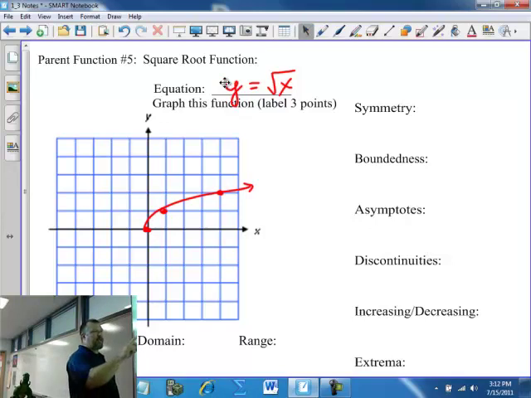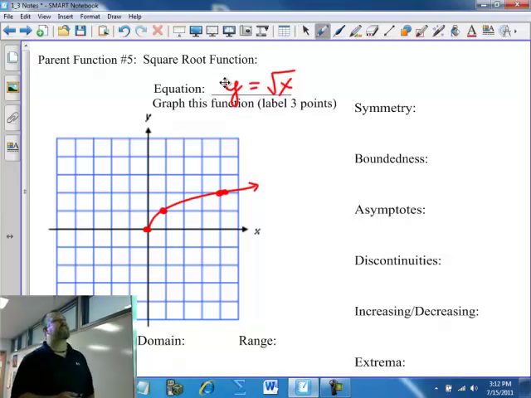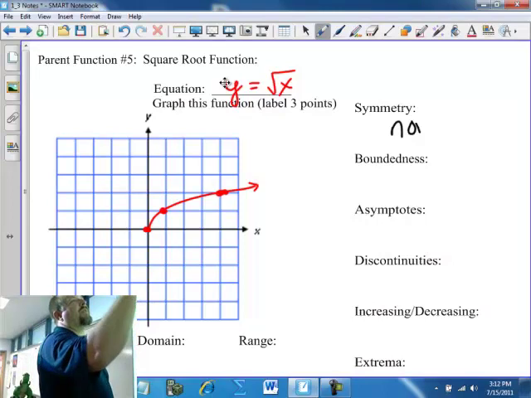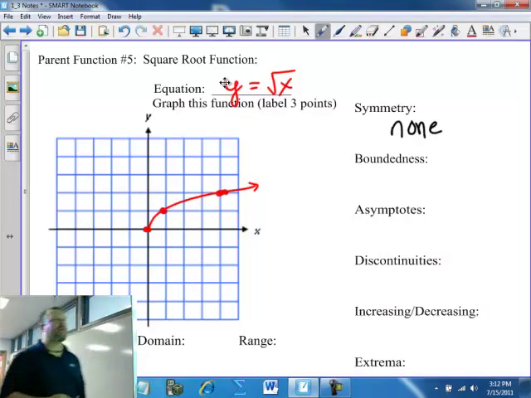So, that picture didn't do very good justice, but it's half of a parabola, the top half of a sideways parabola. It does not show up as a V. It's literally a nice, smooth, U-shaped curve turned on its side. Symmetry, there is none, because there's nothing that it's flipped over.